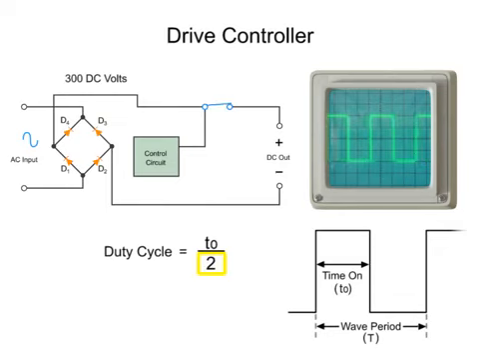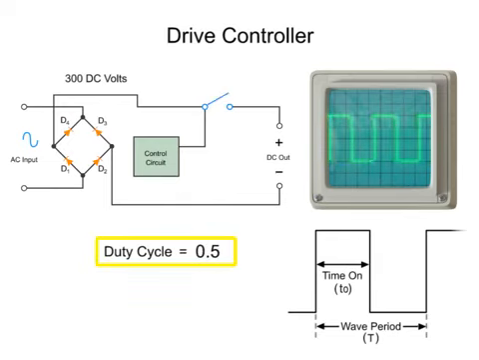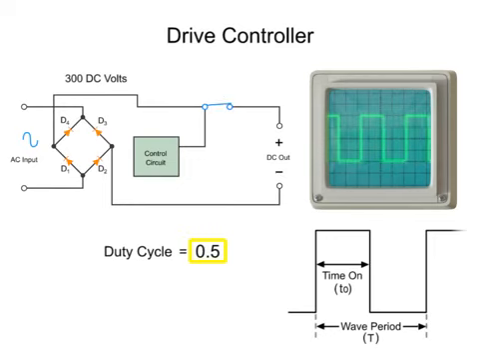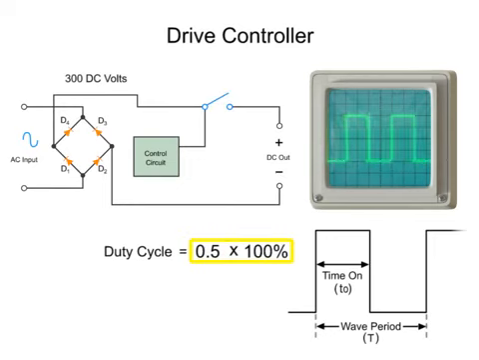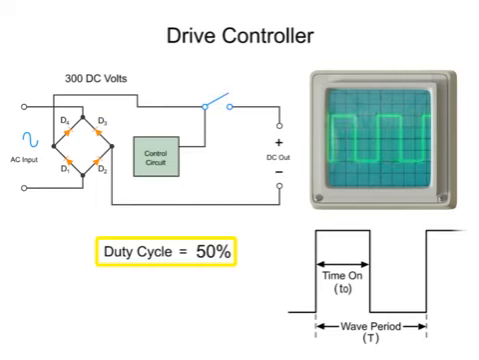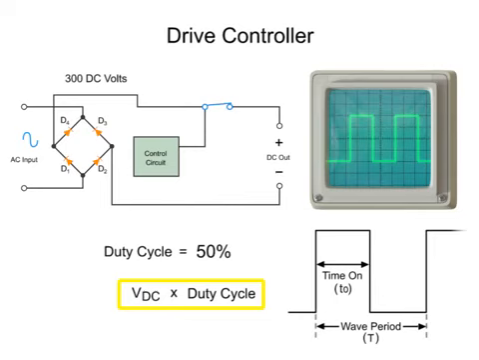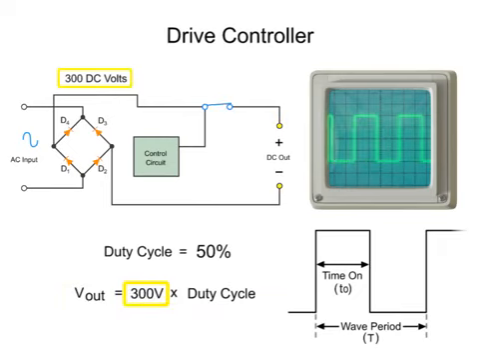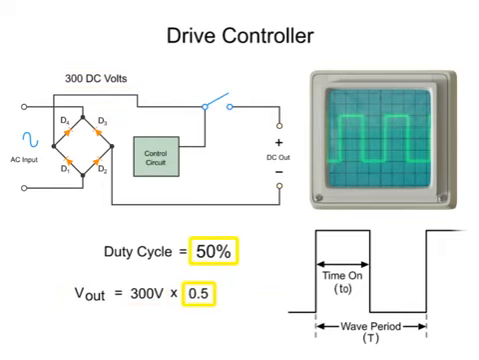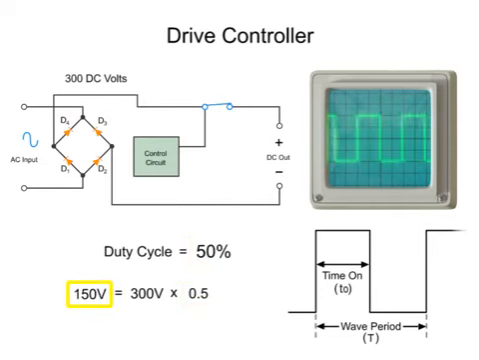Thus, if the period is 2 milliseconds and the time on duration is 1 millisecond, then the duty cycle is 0.5. The voltage reduction will be 0.5 times 100% or 50%. Multiplying the duty cycle times the input voltage will give you the voltage output. In this example, a 300-volt input will be modulated by 50%, so the final voltage delivered to the load or motor is 150 volts.